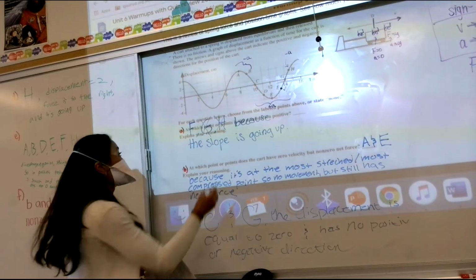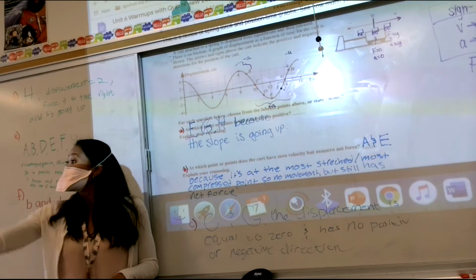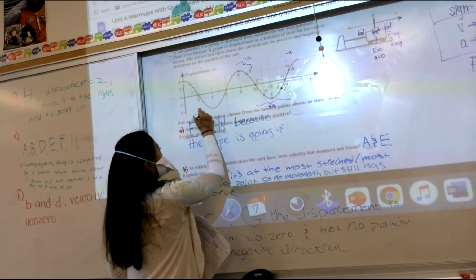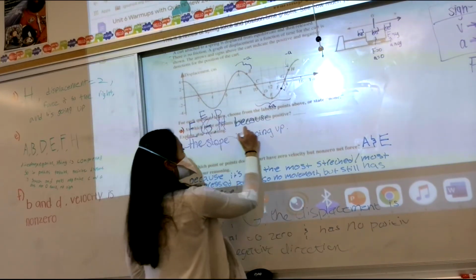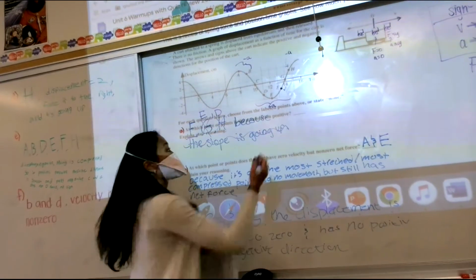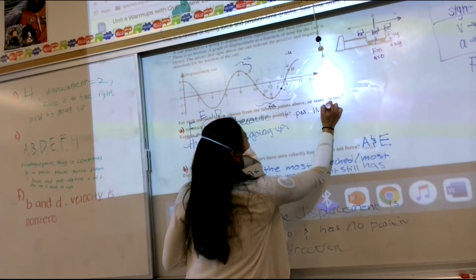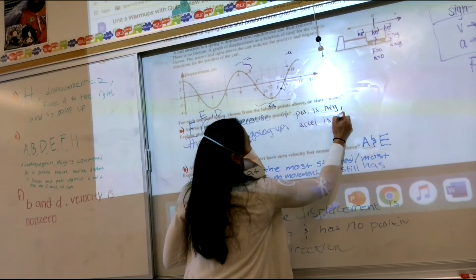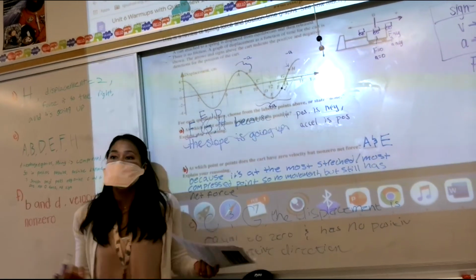So I got F. What else should I include in this list? You can tell. We want E and D. And the reason why is because if position is negative, acceleration is positive. And the reason why is because force is positive.